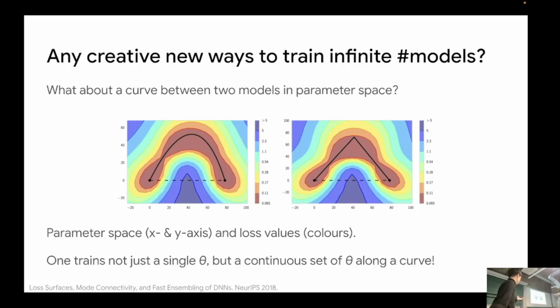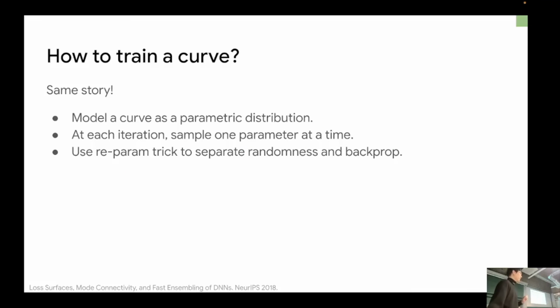Okay, so coming back to the point for Bayesian machine learning, you're now training also an infinite number of models using a curve. So now the question is how to train a curve. It's essentially the same story. We're going to model the curve as a parameterized curve where our aim is to train these parameters. And every point on the curve will be treated as a sample from the posterior prediction. At each iteration, we're going to sample from the curve at random and then compute the loss on top of that sample point. And then we are going to backpropagate all the way back to the parameters, encoding the posterior prediction.